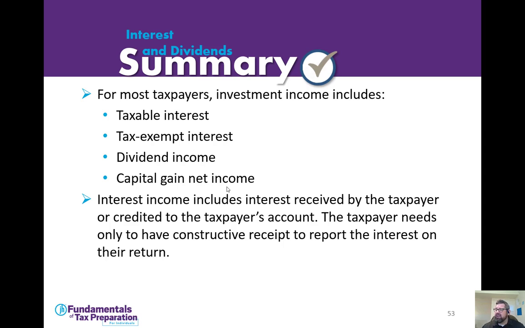For most of our clients, we see taxable interest and a little bit of dividend income and a little bit of capital gains interest. I guess a little bit of all of them, but the most common one you'll see is taxable interest from a savings account. People get like $10 or $100, not very much, but that's what we see the most.